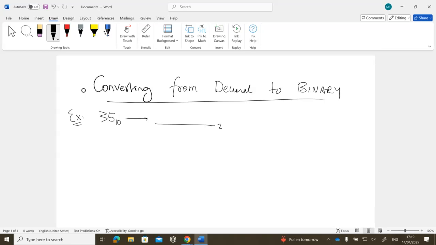How do you do it? By dividing by the base of binary. What do you do? By dividing with the base of binary. Very good. So what you do is you take the number and divide by the base.